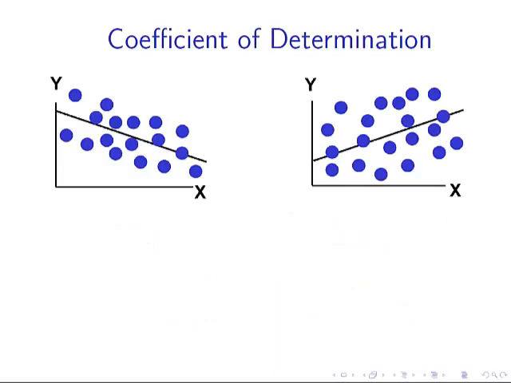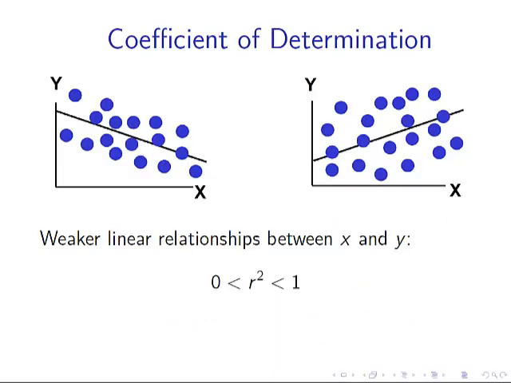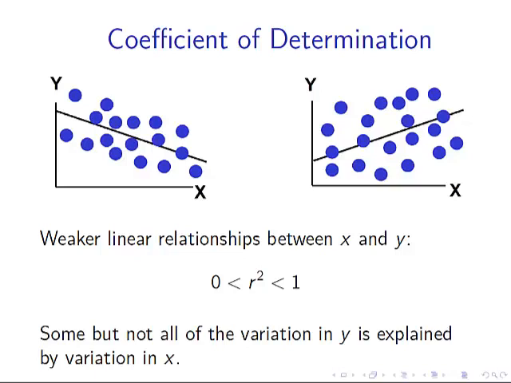For this case, for example, the coefficient of determination is between 0 and 1, a weak linear relation between x and y, because the points, as you see, are far away from being on the straight line. That's why this is a weak linear relationship between x and y. And what does it mean? It means that some, but not all, of the variation in y is explained by the variation in x.